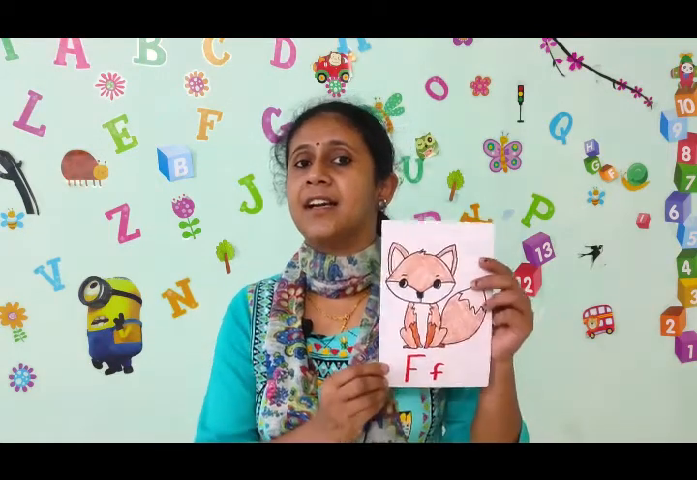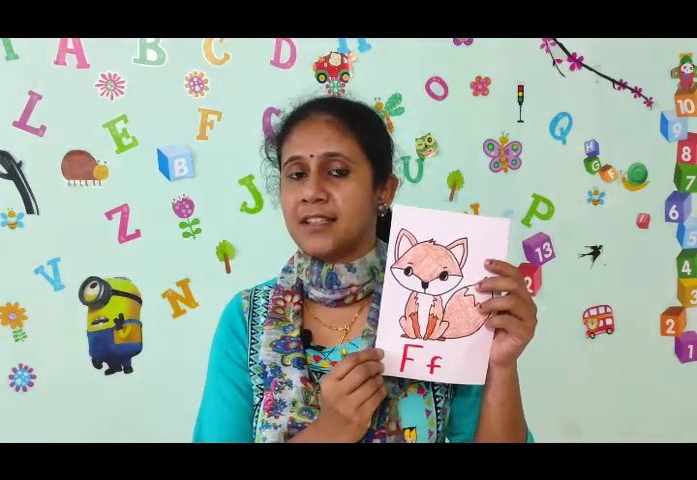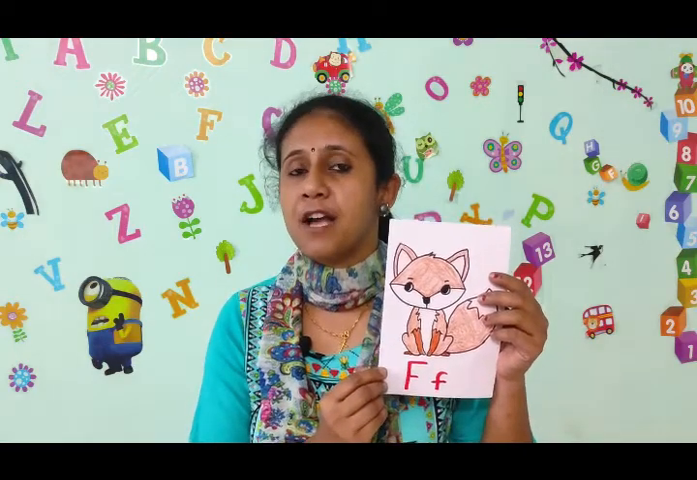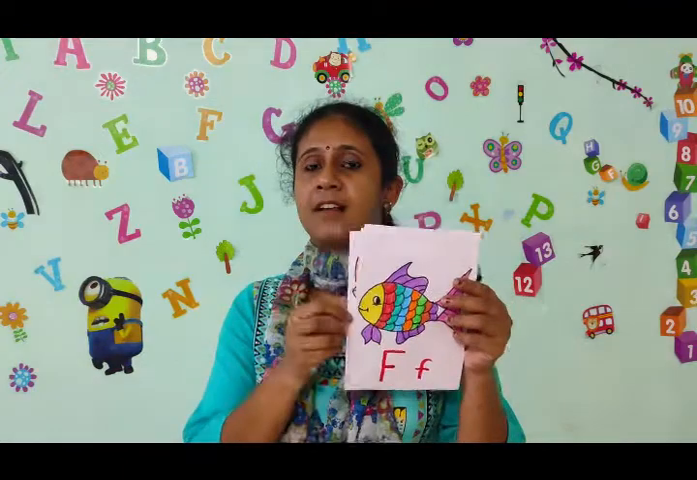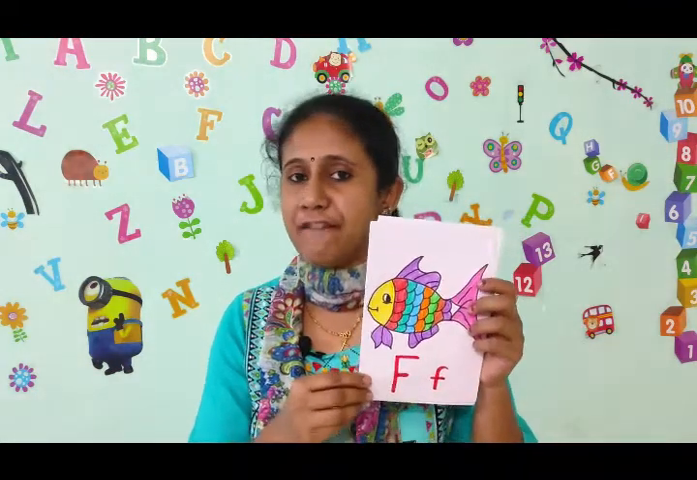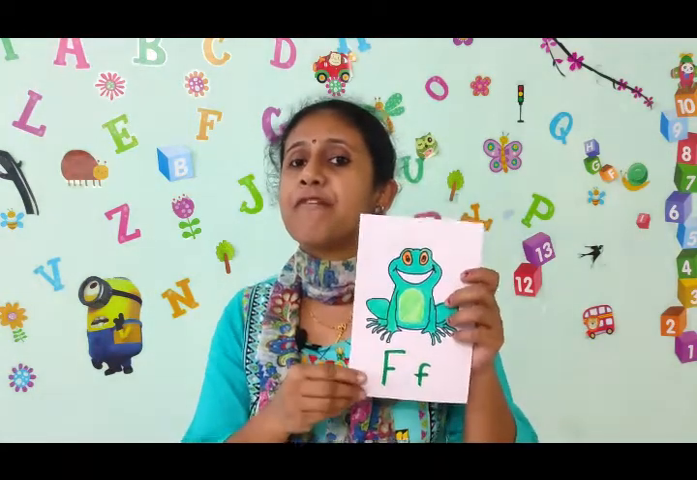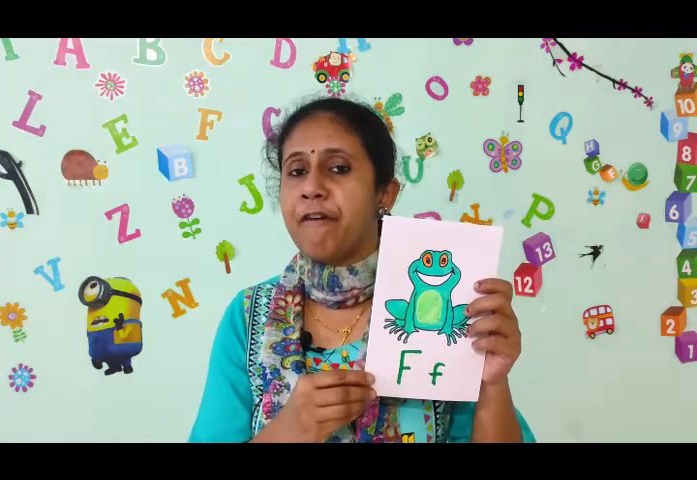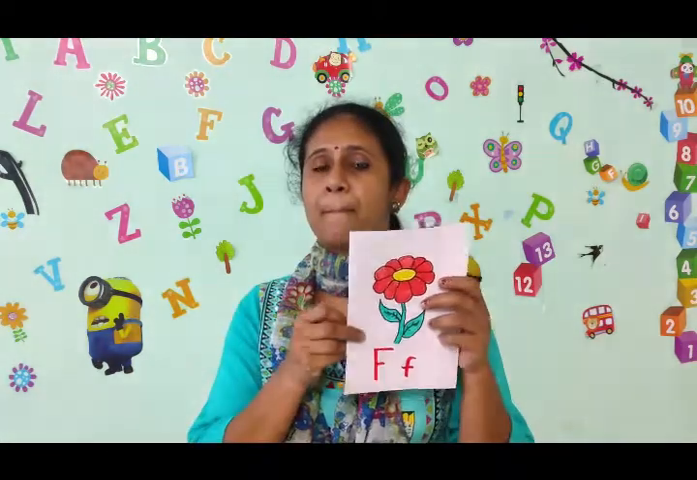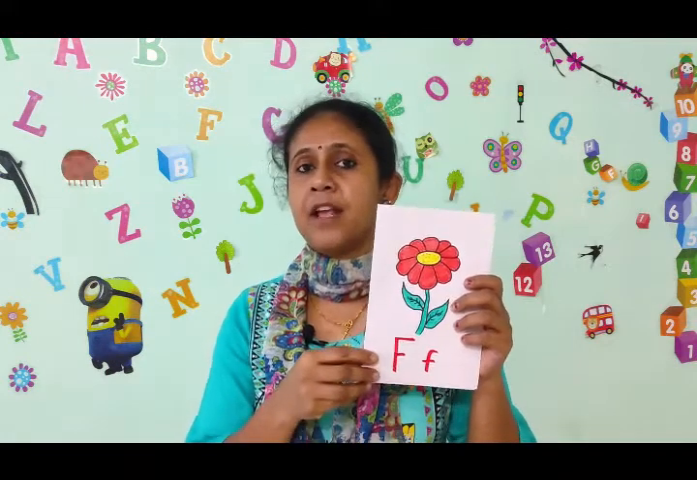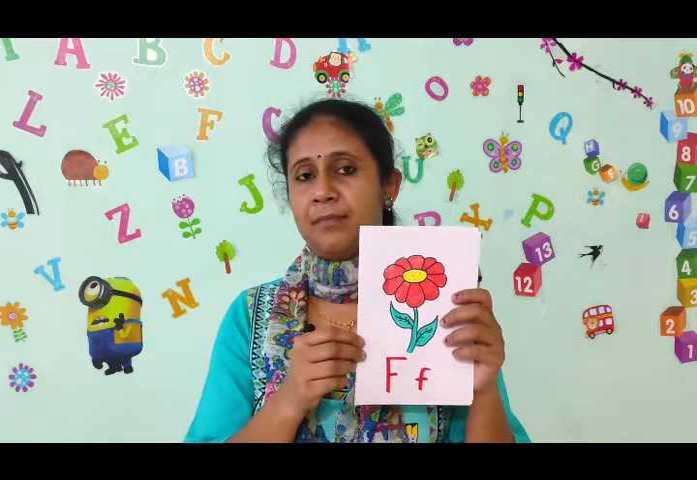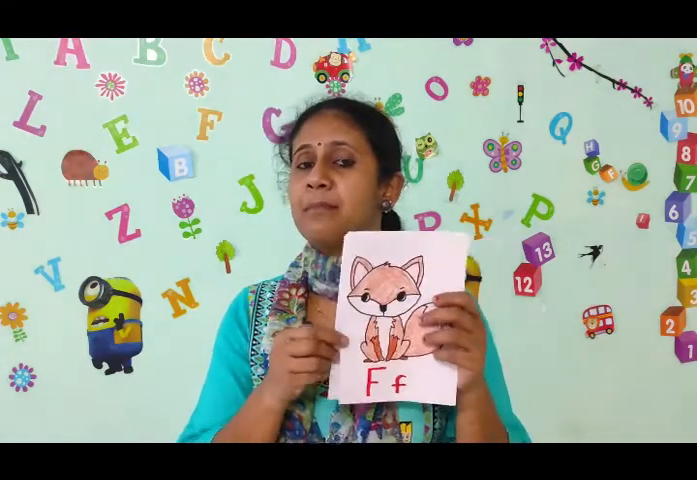Now we will see some pictures. Fox. Fox. Repeat, children. Fish. Fish. Frog. Frog. Flower. Flower. We will repeat one more time.